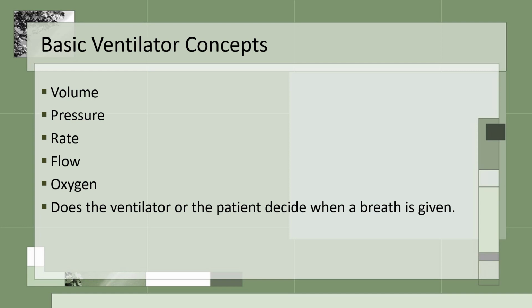Then number 6, the basic ventilator concept is going to be to decide if the patient takes a breath or the ventilator takes a breath. The combination of all these concepts provides different ventilator modes.